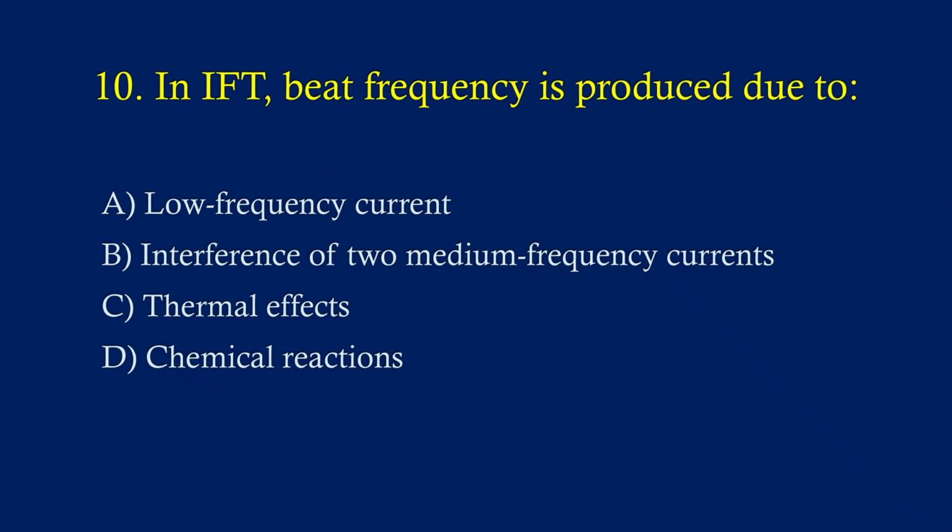Let's see number 10. In IFT, beat frequency is produced due to A. Low frequency current, B. Interference of two medium frequency current, C. Thermal effect, D. Chemical reaction. So think about the answer. So answer is option B, interference of two medium frequency currents. Try to remember two medium frequency currents intersect and produce a low frequency therapeutic beat effect. So that we need to remember about the IFT.